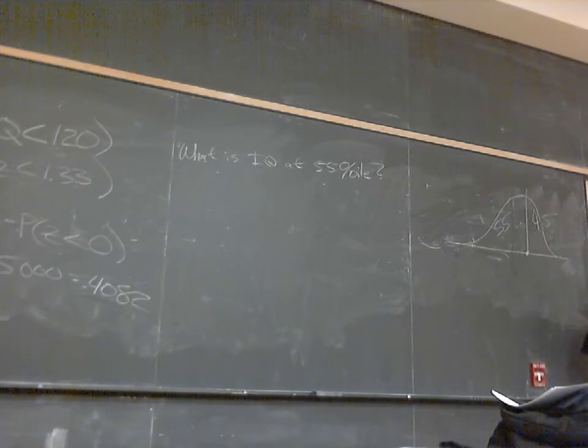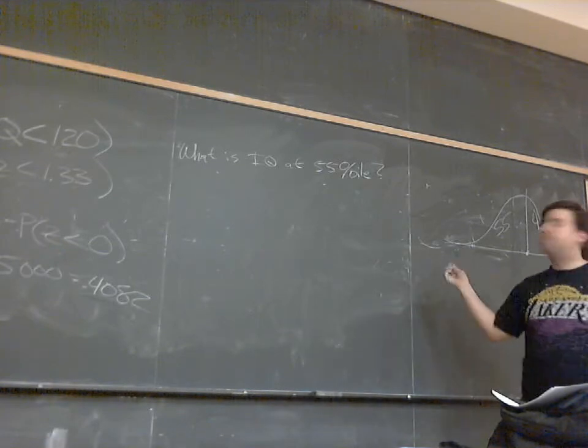So I'm looking for that z-score there. Is it going to be positive or negative? If 55% is to the left of it and 45% is to the right of it, then is it to the left or to the right of center? It's to the right of center, so it'll be a positive z-score.